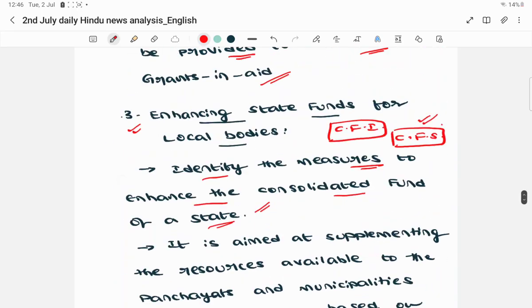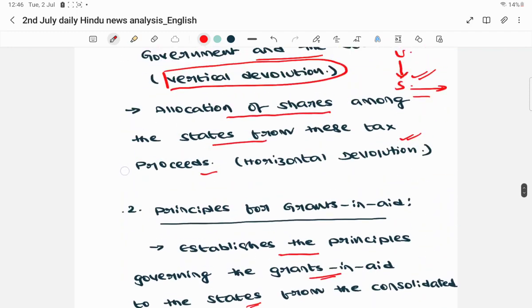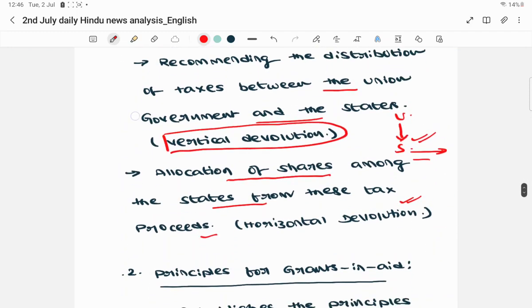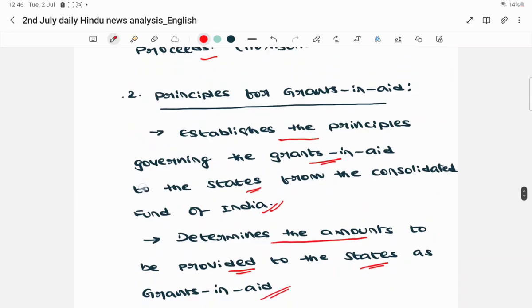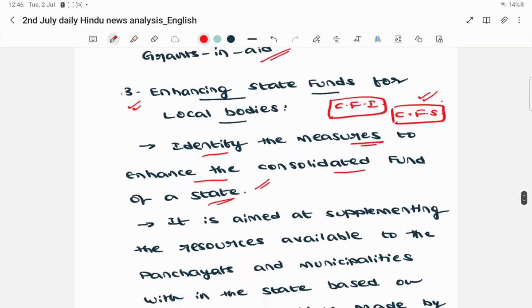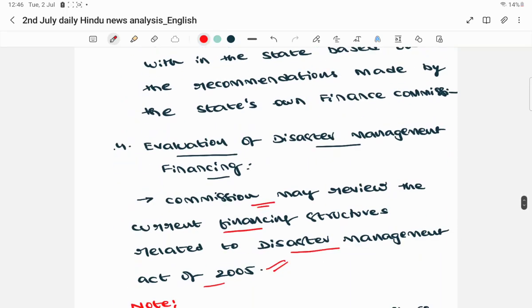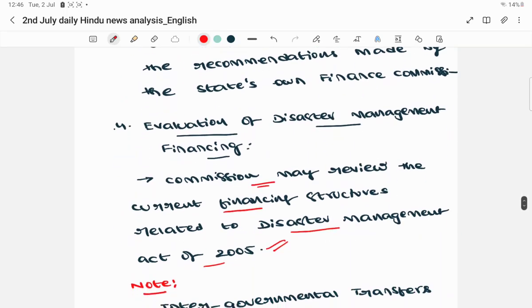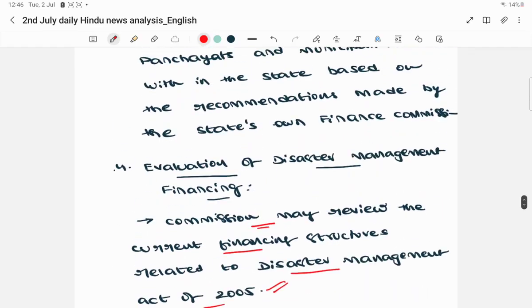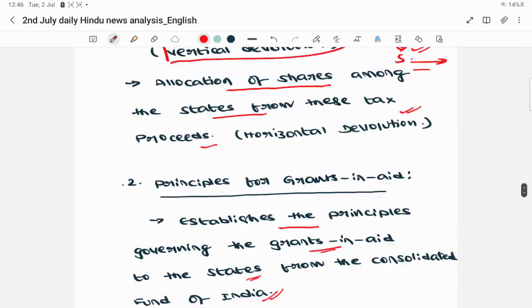What was the first one? The first one is associated with the vertical as well as horizontal devolution, and the second one is associated with the grants in aid, and the third one is enhancing the consolidated fund of the state, and finally the fourth one is with respect to the disaster management related financing. Yes friends, come back to this article now.